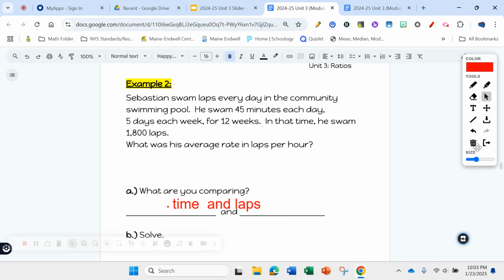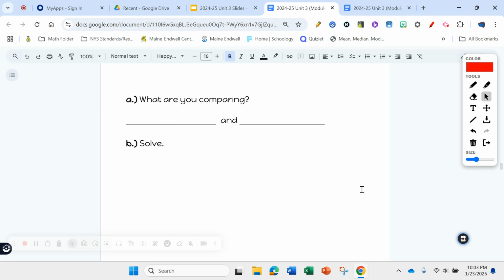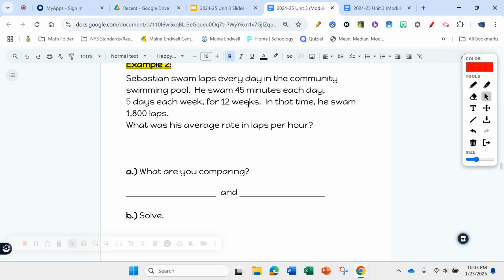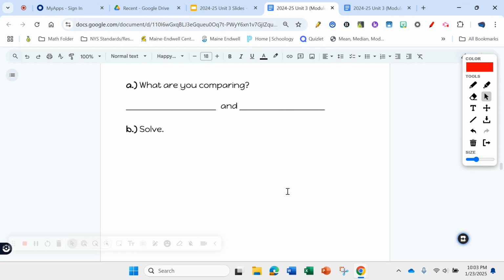Now I feel like I need to figure out how many minutes total he is swimming in 5 days. So that's going to be my first step. Step 1, 45 times 5 days a week. So 45 minutes times 5 days a week is 225 minutes. Good?